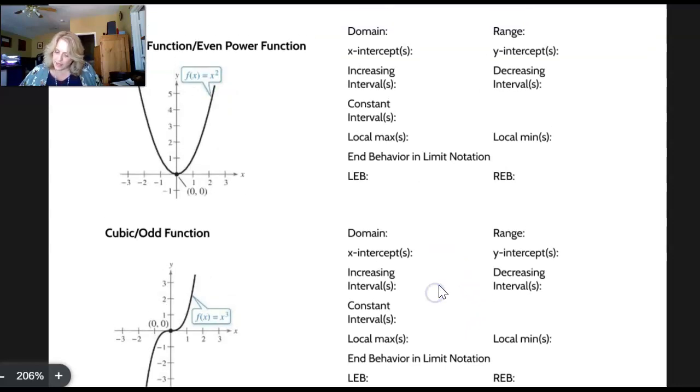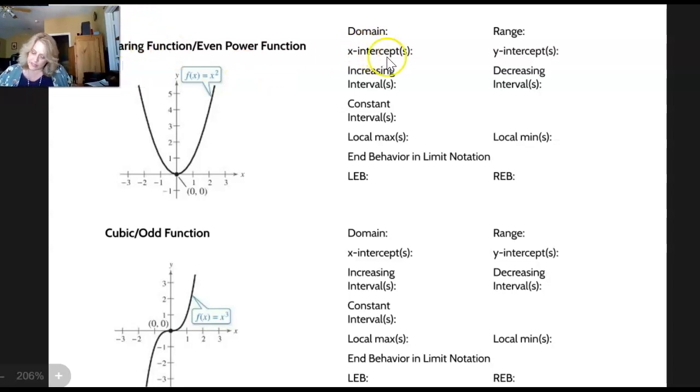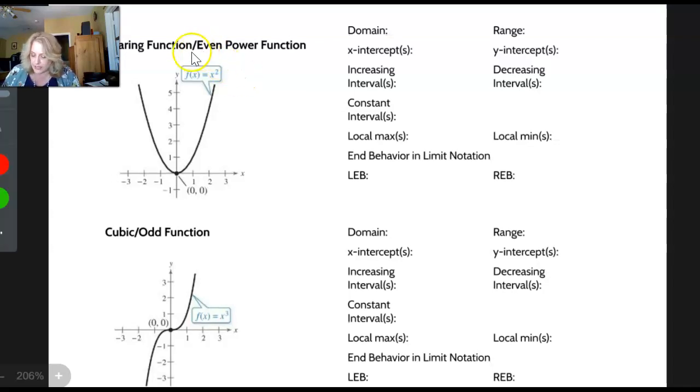Okay, so this next function is the squaring function, but we also know it as a quadratic function, right? And it's called even. That term even simply means that if we were to fold this along the y-axis, it would match up perfectly. So it has symmetry across the y-axis. So if we're folding it on the y-axis, it would match up perfectly. So we would say it has symmetry along the y-axis.